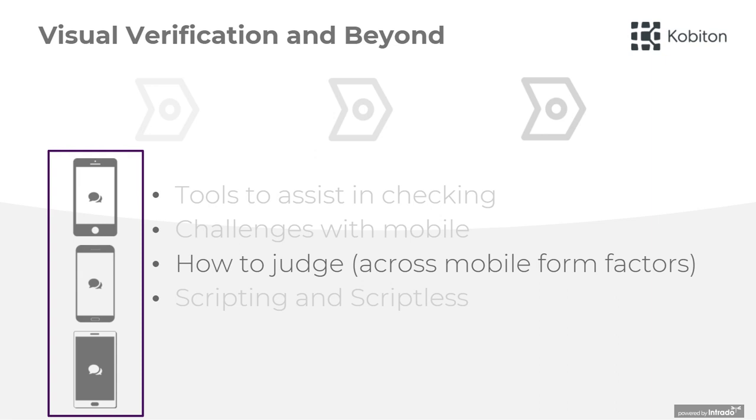And that leads to the next topic, which is, how do we judge? We talked about checking, right? This process of going through and for every release, verifying that the UI or what gets rendered hasn't changed, or hasn't changed in a way that's incorrect. So how do we move beyond that and go to actually judging how your UI on a mobile device looks when compared to your competitors, or compared to the industry leaders?